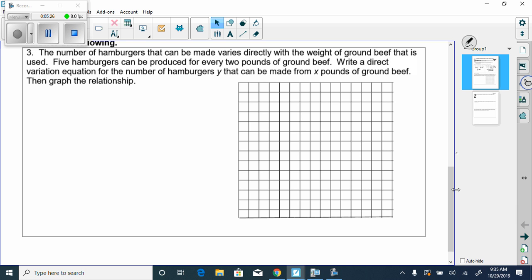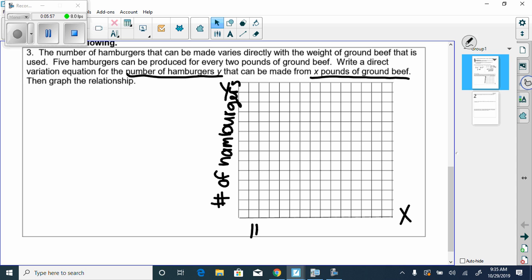So they told us that our y value was what? Number of hamburgers. So this axis over here is our number of hamburgers. And they said that our x-axis is, right, pounds of ground beef.